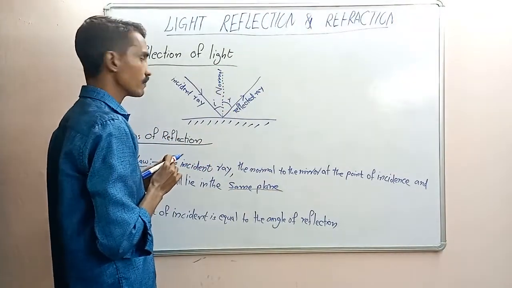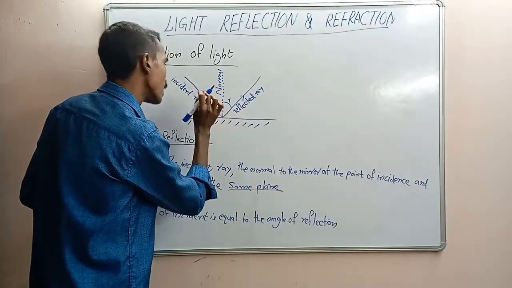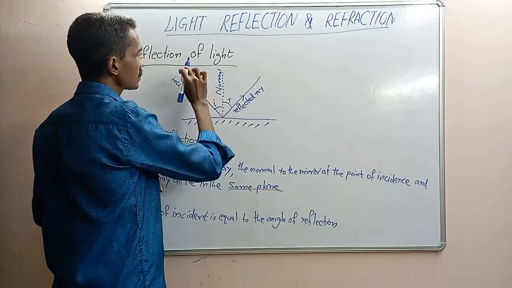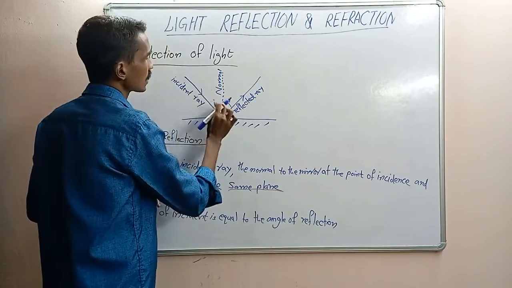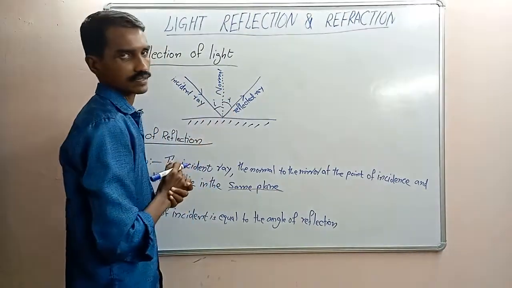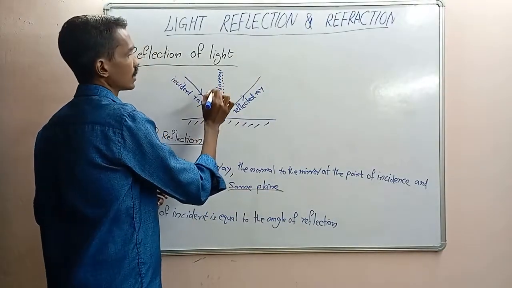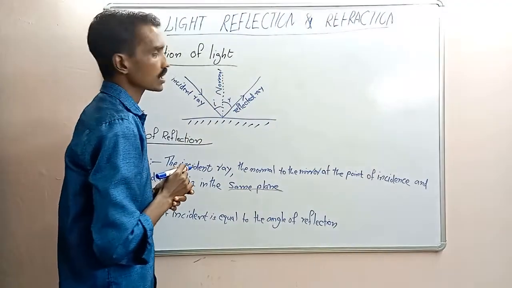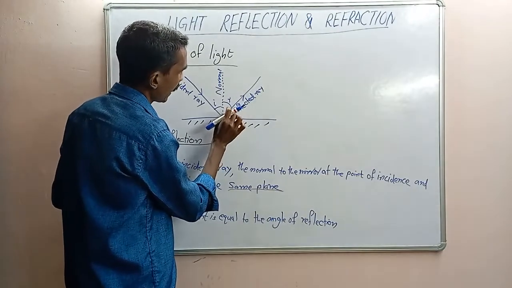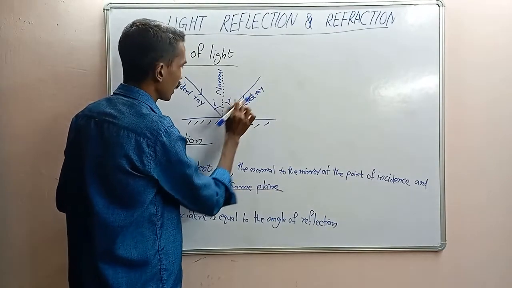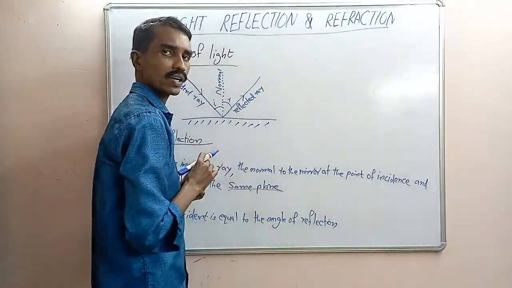Then the next point: the angle between the incident ray and the normal is known as the incident angle or angle of incidence. Here this angle i is the angle of incidence. Similarly, the angle made by the reflected ray and the normal is known as the reflected angle or angle of reflection.